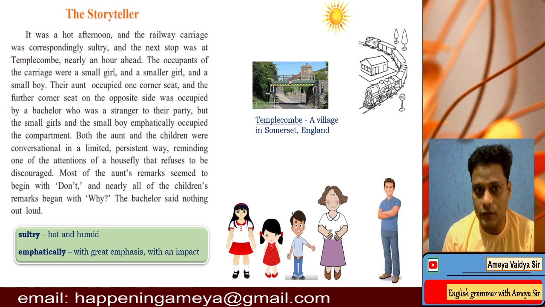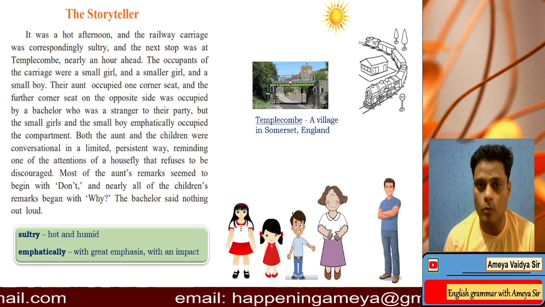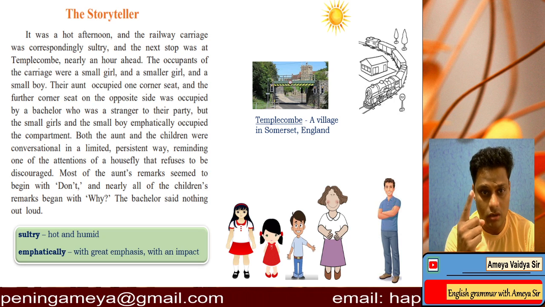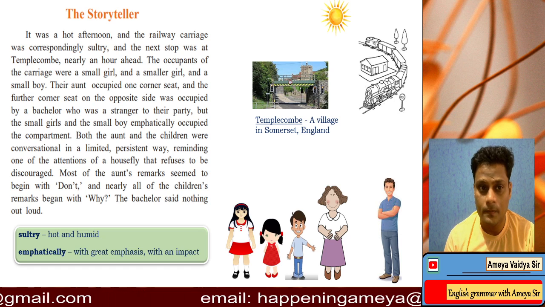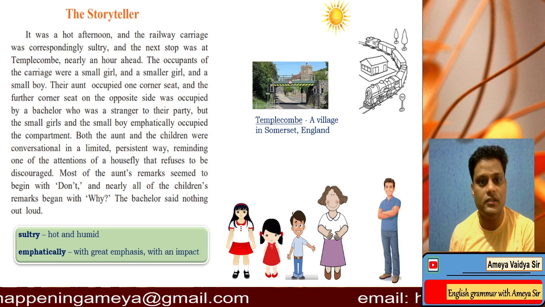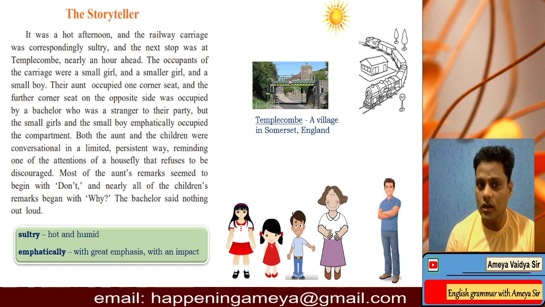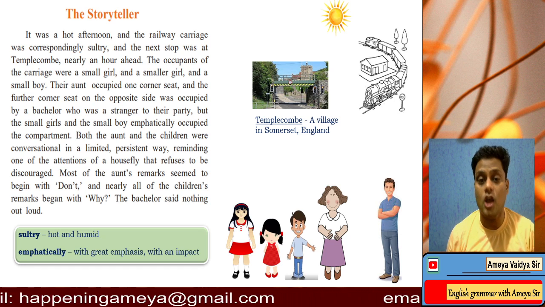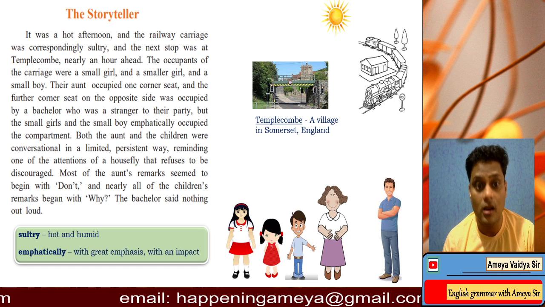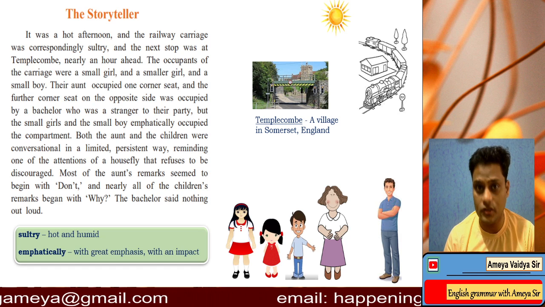It was a hot afternoon and the railway carriage was correspondingly sultry, and the next stop was at Temple Cove, nearly an hour ahead. The occupants of the carriage were a small girl and a smaller girl and a small boy. Their aunt occupied one corner seat, and the further corner seat on the opposite side was occupied by a bachelor who was a stranger to their party. But the small girls and the small boy emphatically occupied the compartment. Both the aunt and the children were conversational in a limited, persistent way, reminding one of the attentions of a housefly that refuses to be discouraged.